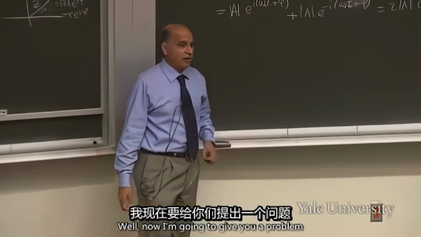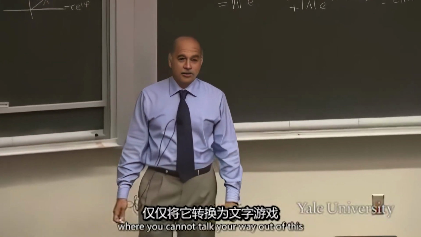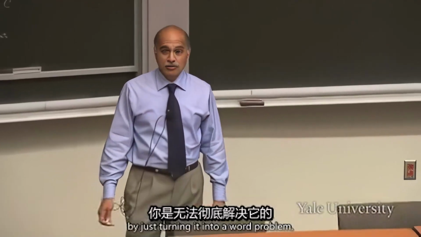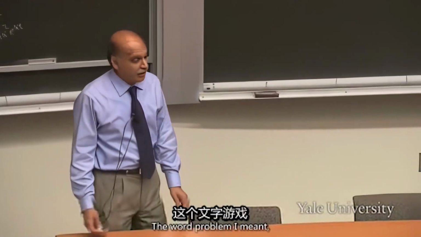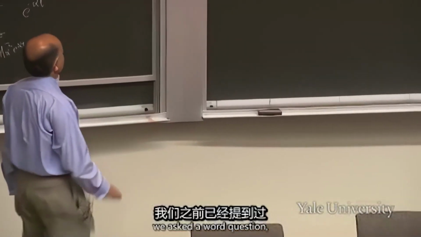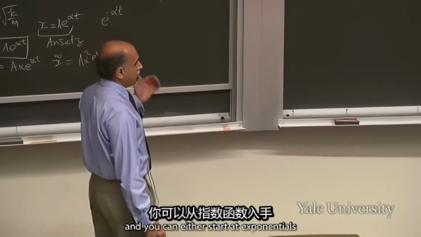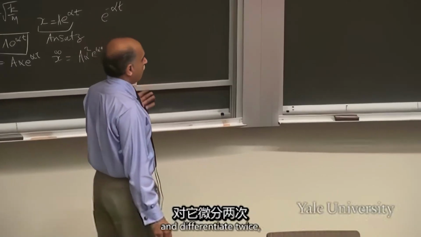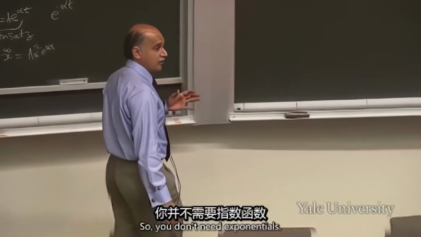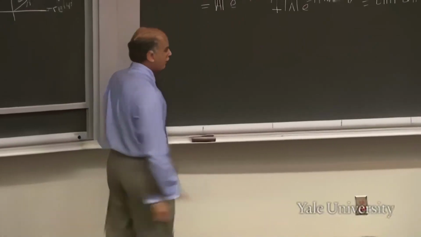Well, now I'm going to give you a problem where you cannot talk your way out of this by just turning it into a word problem. The word problem I meant: we asked a word question, find me a function whose second derivative looks like itself, and you can either start with exponentials and differentiate twice, or sines and cosines. So you don't need exponentials. But look at the following problem.